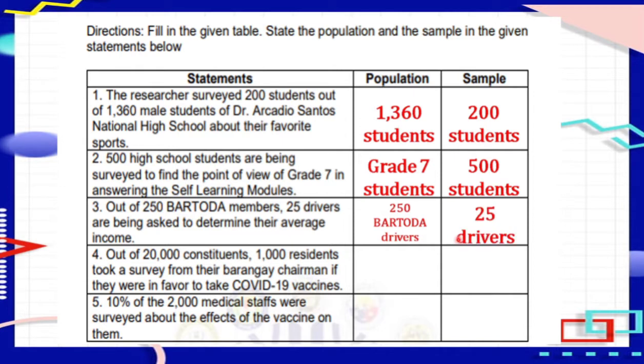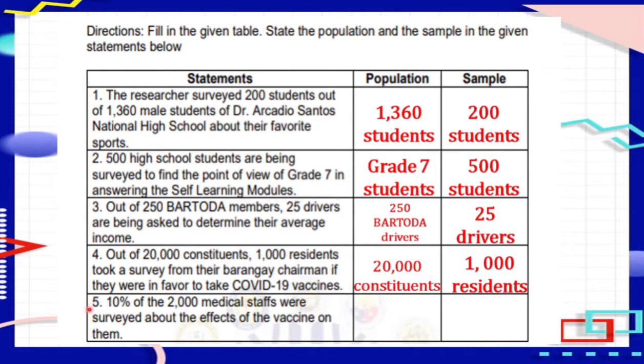Number 4, out of 20,000 constituents, 1,000 residents took a survey from their barangay chairman if they were in favor to take COVID-19 vaccines. So kapag sinabing constituents na sasakupan, ibig sabihin, ang population sa ating given statement is 20,000 constituents. Samantalang, ang kukunin lang na sample sa ating research ay 1,000 residents lang.